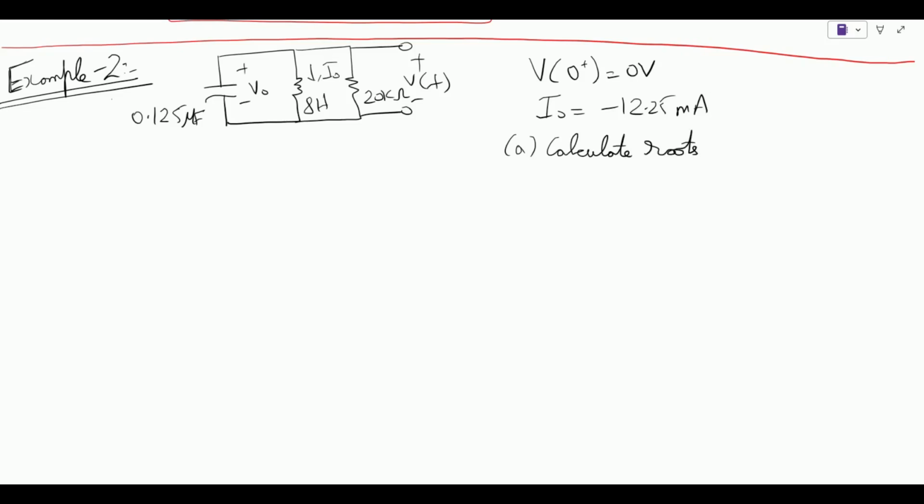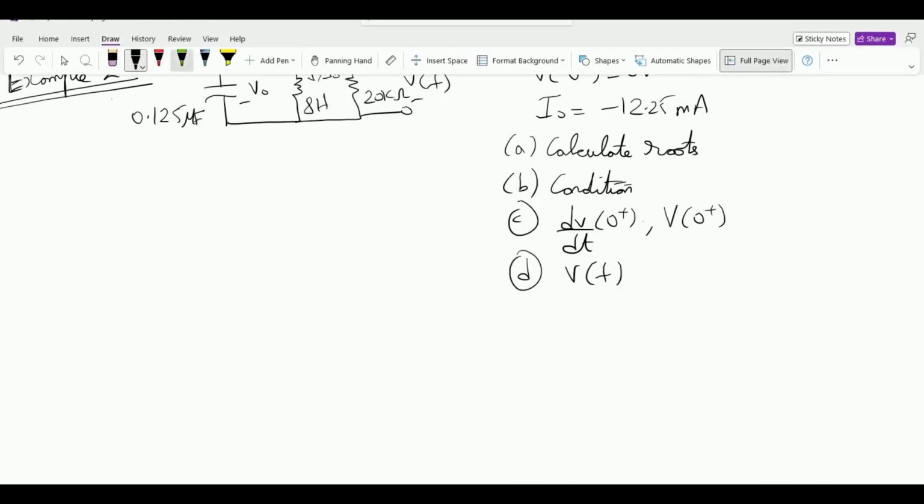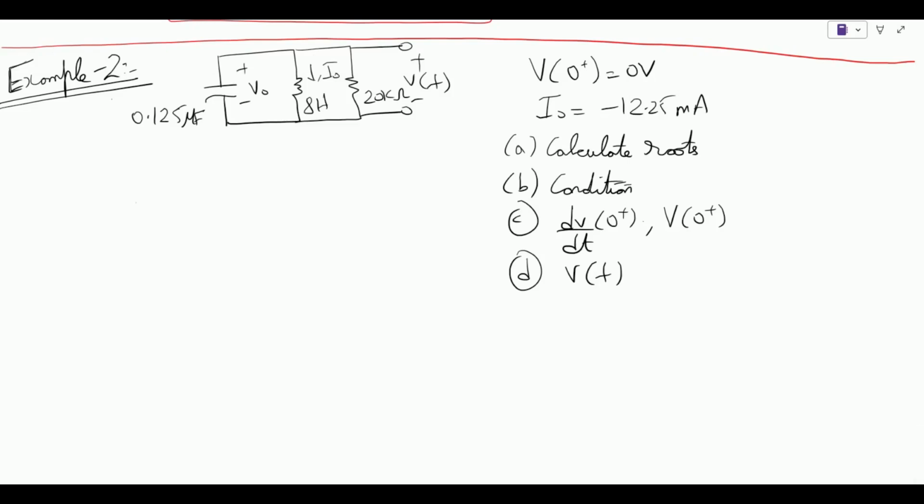Obviously, in order to calculate this, we need to know the condition of the circuit, whether it is overdamped, underdamped, or critically damped. Then we can find the rate of change of voltage, dv/dt at 0 plus, and V0 plus could be figured out. Finally, we need to write the voltage expression for this given circuit. So let us try solving this following the same guidelines which we saw previously.